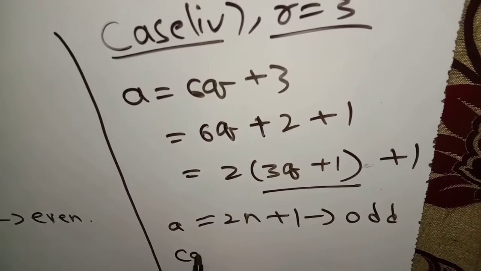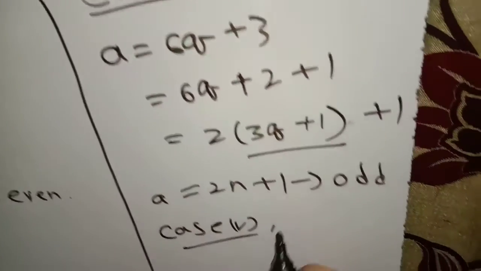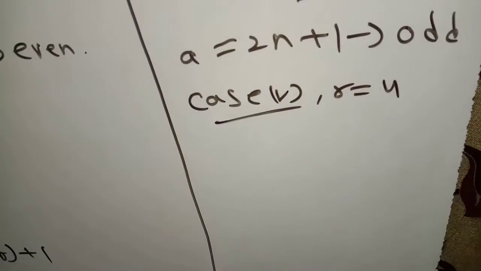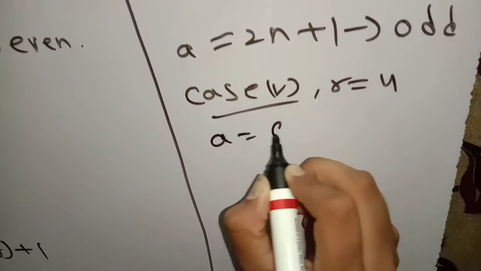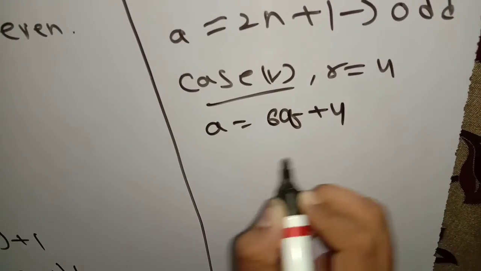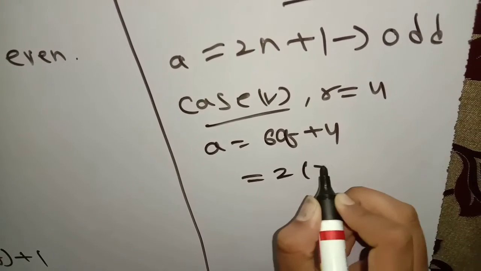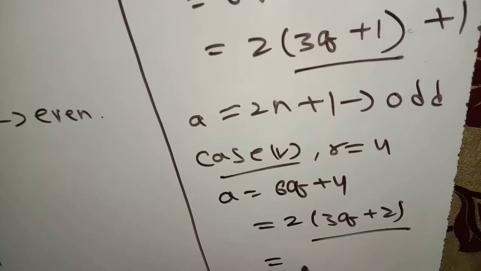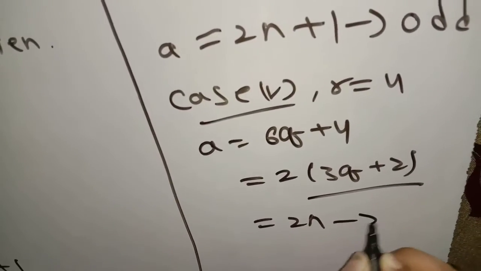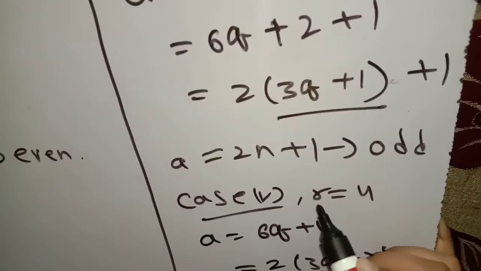In case 5, now r = 4. So a = 6q + 4. It can be directly divisible by 2, so 2(3q + 2). Here again we are taking this 3q + 2 as n. So 2n. Again this is even, when r = 4.